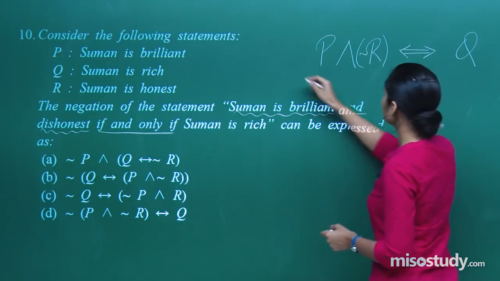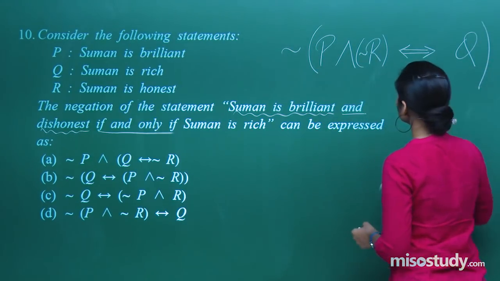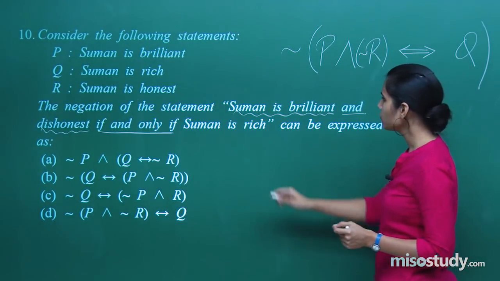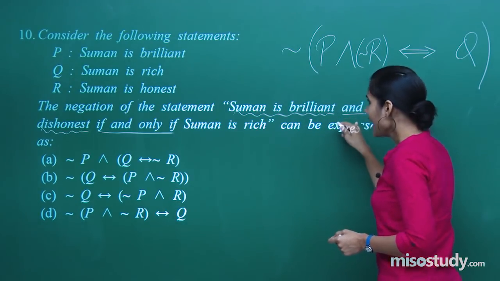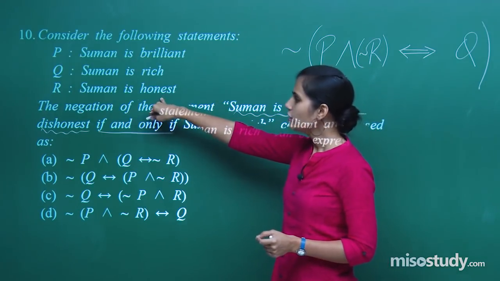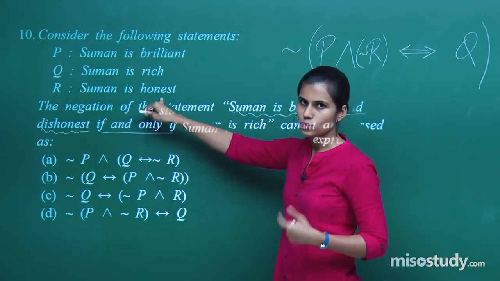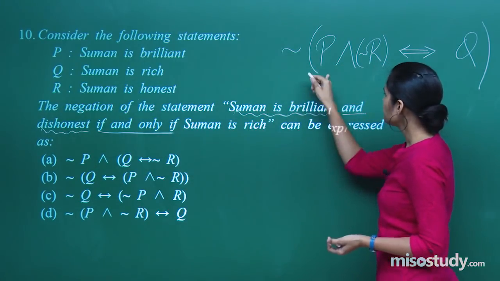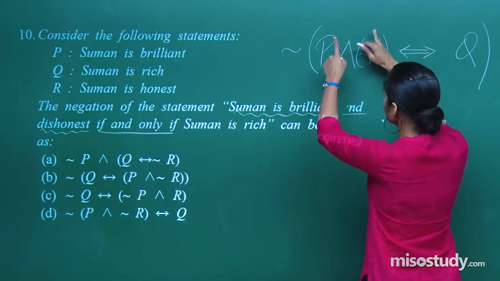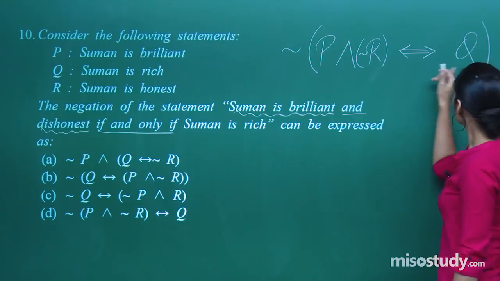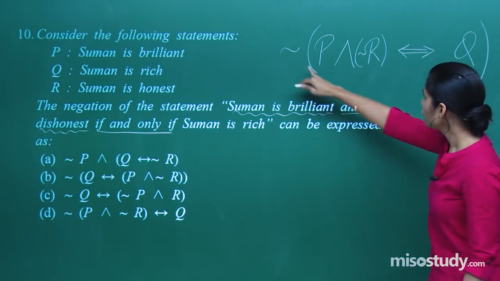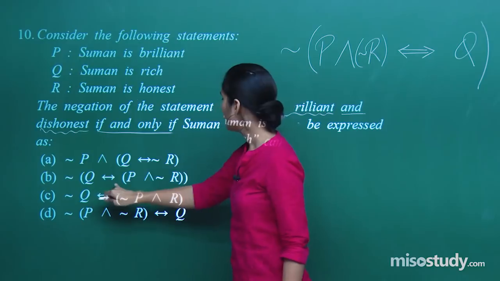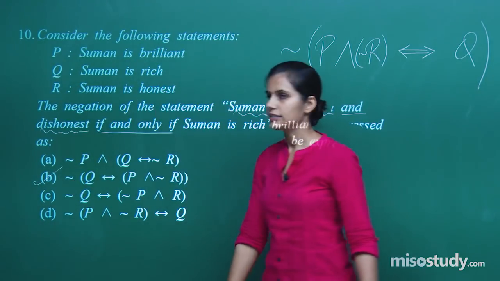We have interpreted the statement, its negation will be not of (P and not R) if and only if Q. Let's understand once more. Suman is brilliant is statement P, and Suman is dishonest is not R, because R is Suman is honest. So not R will be Suman is not honest, or dishonest. So Suman is brilliant is P and Suman is dishonest is not R. So this is the statement, if and only if Suman is rich, that is Q. The negation is the negation of this complete statement, and therefore what is given to you is negation of Q implying P and not R. This is the right answer.